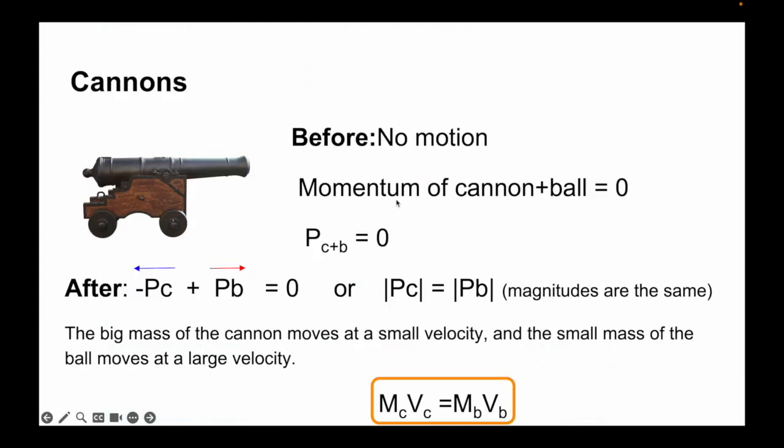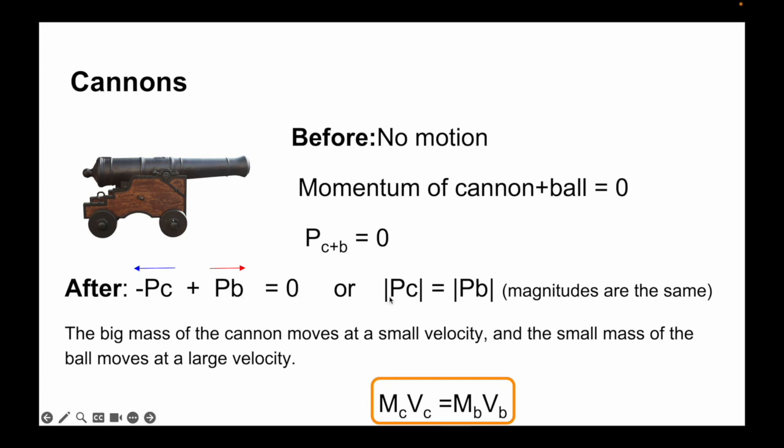Cannons work the same way. If there's no motion before, the momentum of the cannon and the ball has to equal 0 if we're talking about the conservation of momentum. So after the cannon fires a cannonball, we can say that the negative momentum of the cannon and the positive momentum of the ball itself are going to add up to 0.